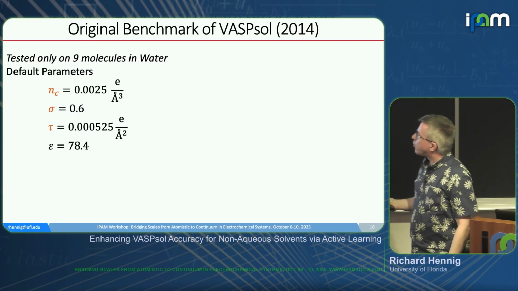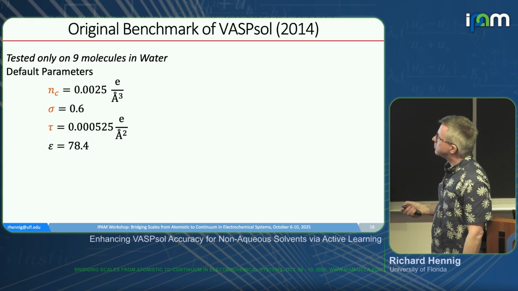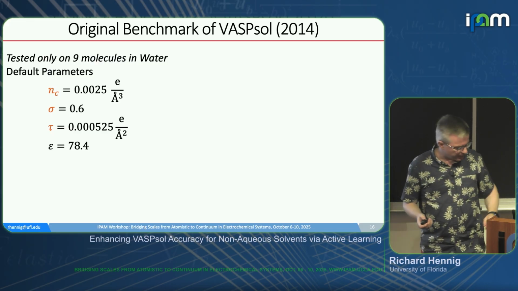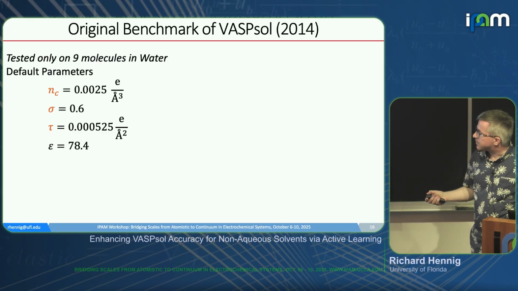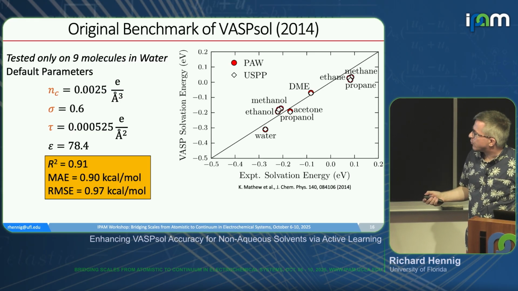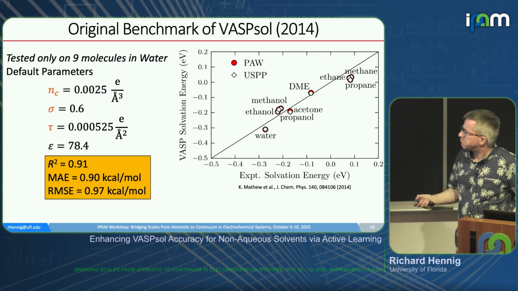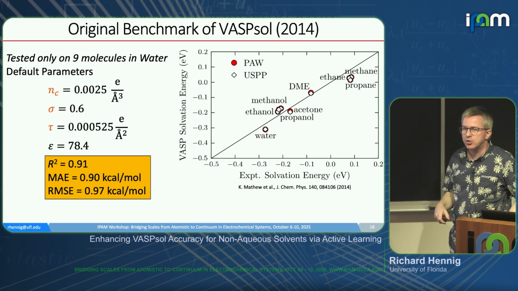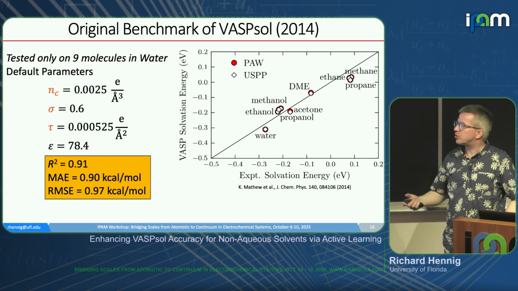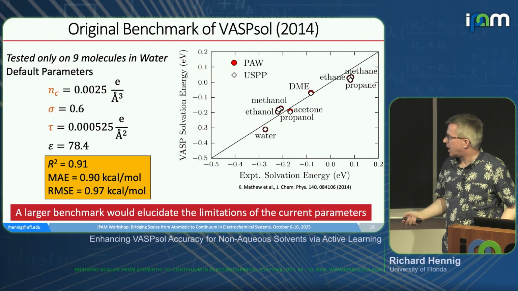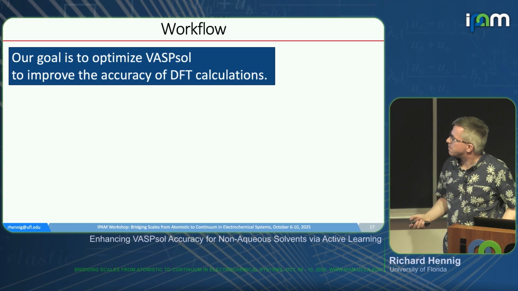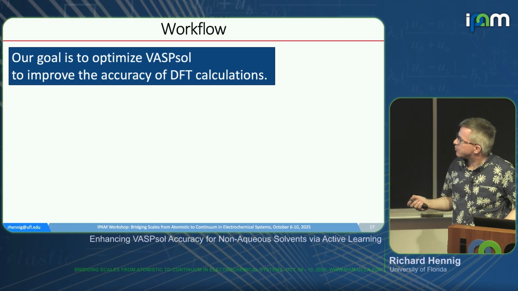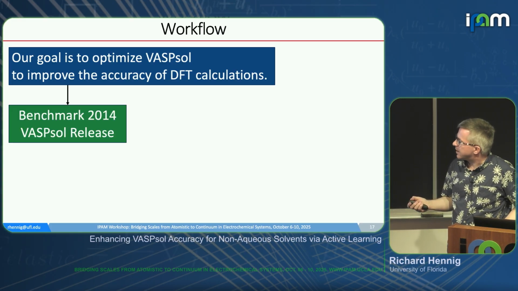So these were the default parameters for VASPsol. Right? So they were essentially the same as taken from the JDFTX paper at that same time. And that was the original benchmark. I would consider that perfectly acceptable energies. And so the question is, how does that carry over to a larger data set of systems? A larger benchmark would really find us the limitations of those parameters. And so we want to optimize those parameters to improve the final DFT calculation.